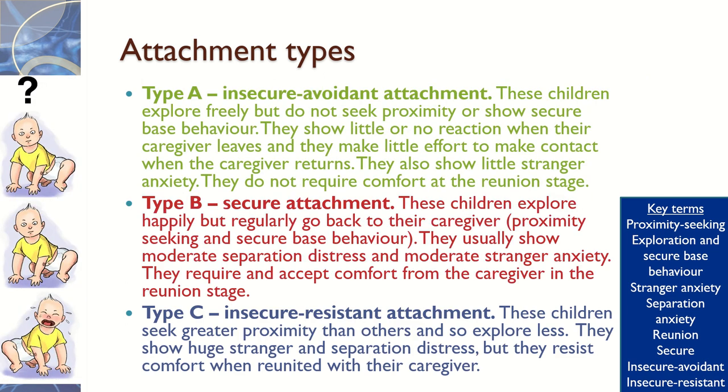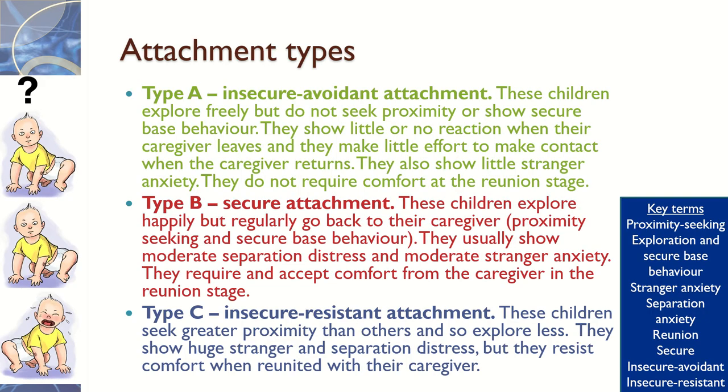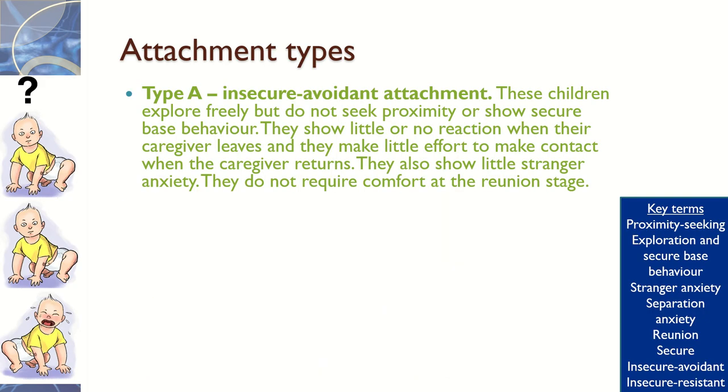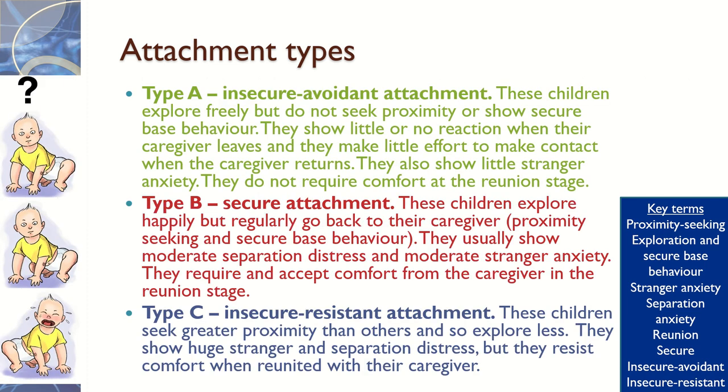So, as I said, those are the 3 attachment types. If you're working in the booklet, then you need to match these up. And as I said, I would suggest making a note of these 3 phrases: avoider, best, and clingy. And I would also make sure it's really clear that insecure everything is moderate. So I'd probably take a highlighter to that, and like everything is about moderate separation anxiety, moderate stranger anxiety. That is the word that you want to use, so that's your key term.